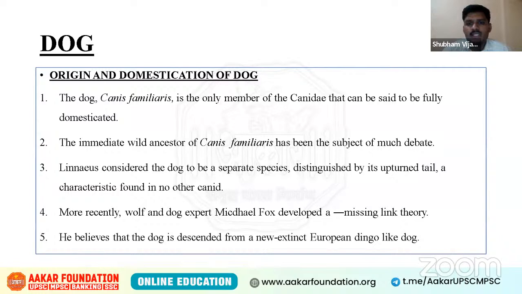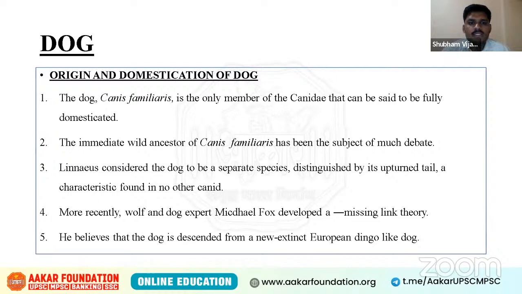And Linnaeus was one of the scientists who considered the dog to be a separate species, distinguished from its different physical appearance and characteristics. More recently, some research has been done by the expert Mike Dale Fox, who developed a missing link theory between these two, wolf and dog.